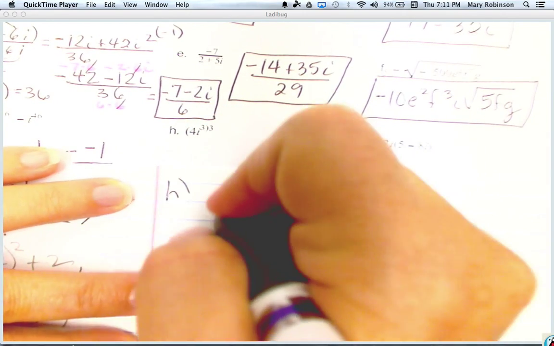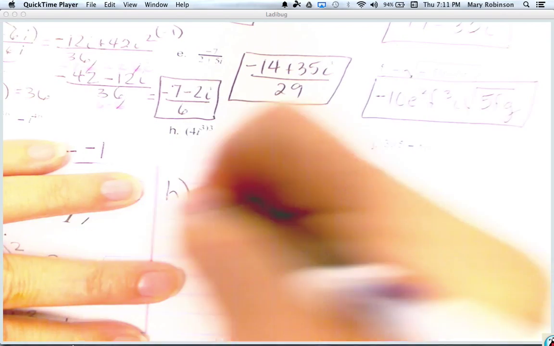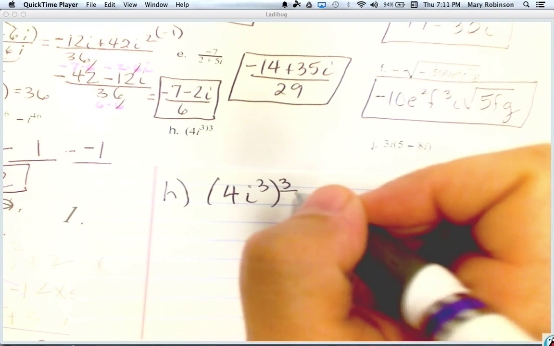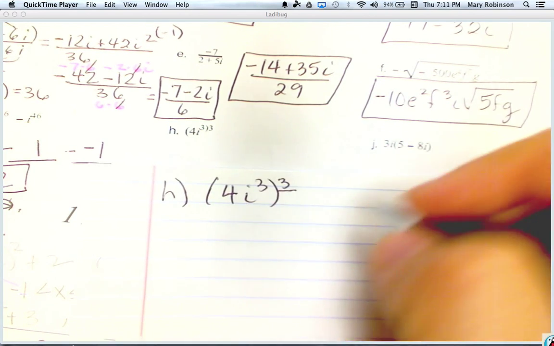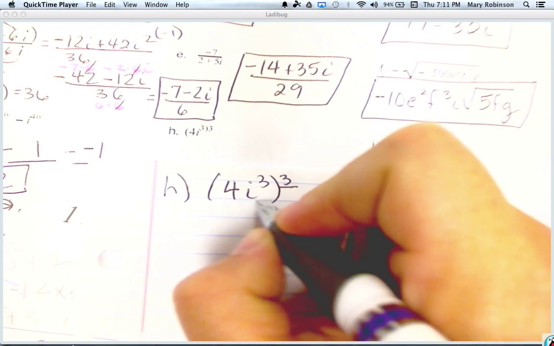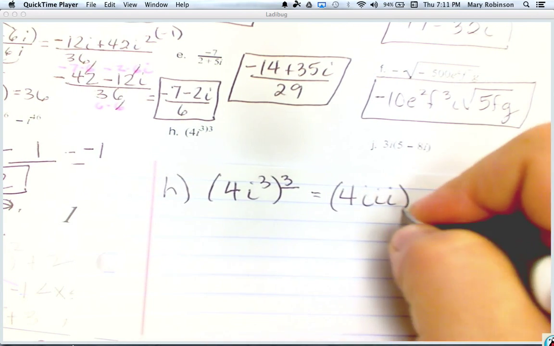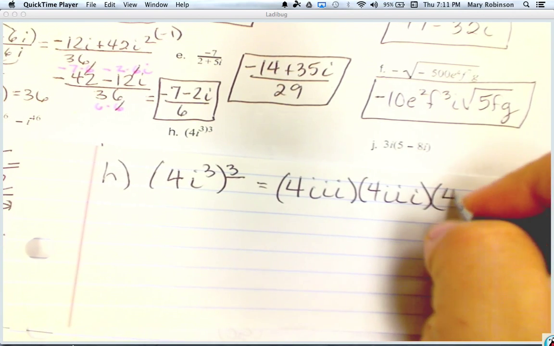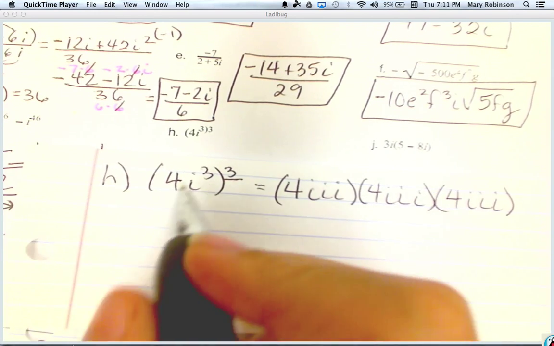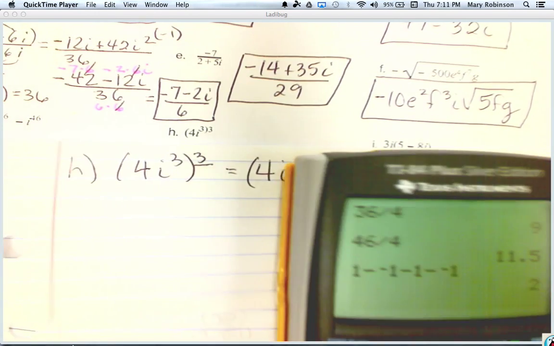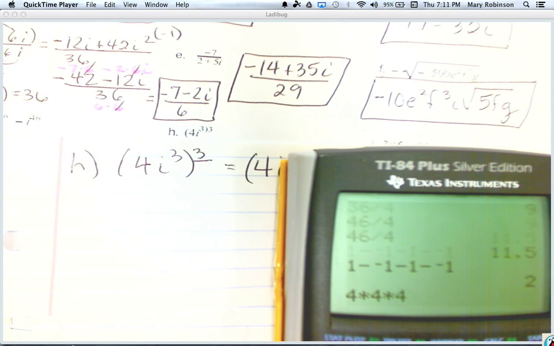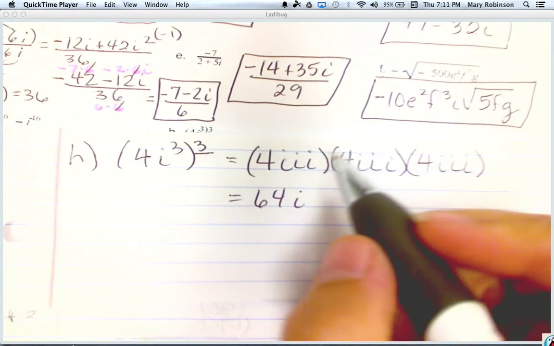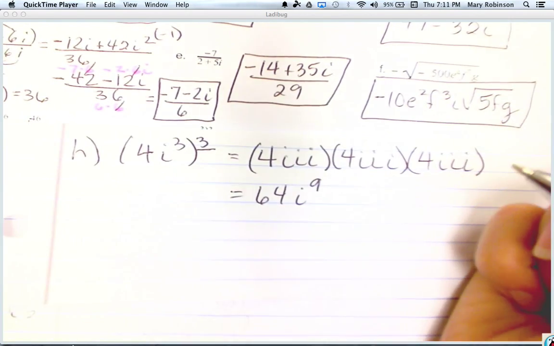For H, we have 4i cubed. So remember, anything to the third power outside means we write it 3 times. So this is going to be 4, and I'm going to do on the inside i, just to make sure you understand what it means. And it'll hopefully help prevent any errors. So 4 times 4 times 4 is 64. i, and if you notice, you have 9 of them, so that's i to the 9th power.